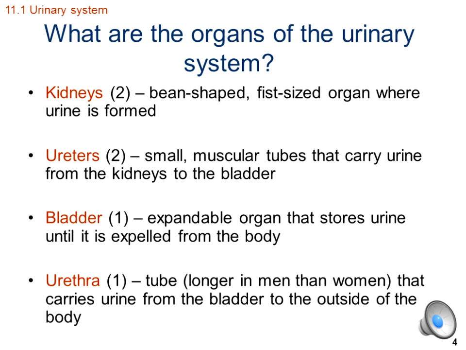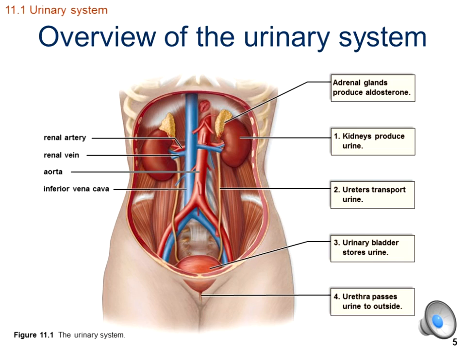There are two ureters that are small muscular tubes that carry urine from the kidneys to the bladder. The bladder is an expandable temporary storage unit for urine, and the urethra is a longer tube in men than in women. Women have a much shorter urethra. That's why women are more likely to get urinary tract infections. It carries urine from the bladder to the outside of the body. And here's just a pretty picture showing all of those different structures.